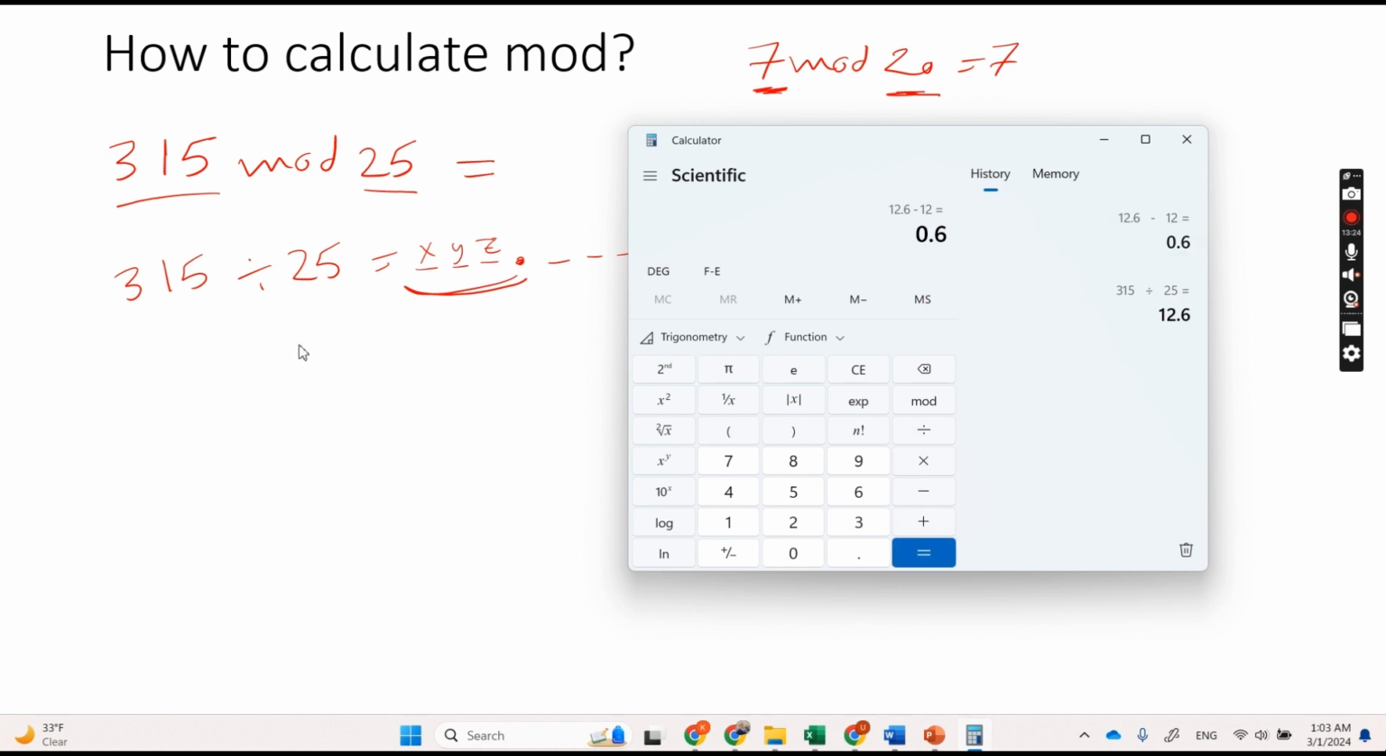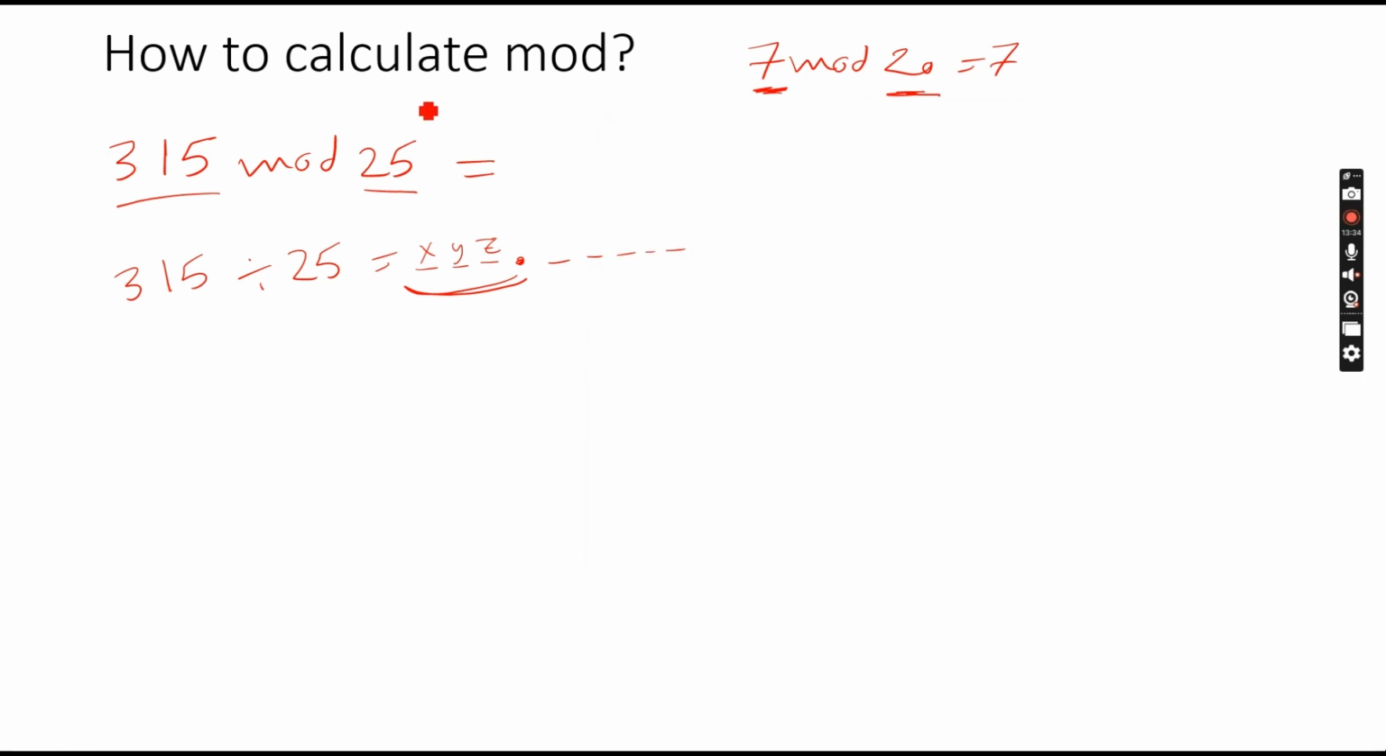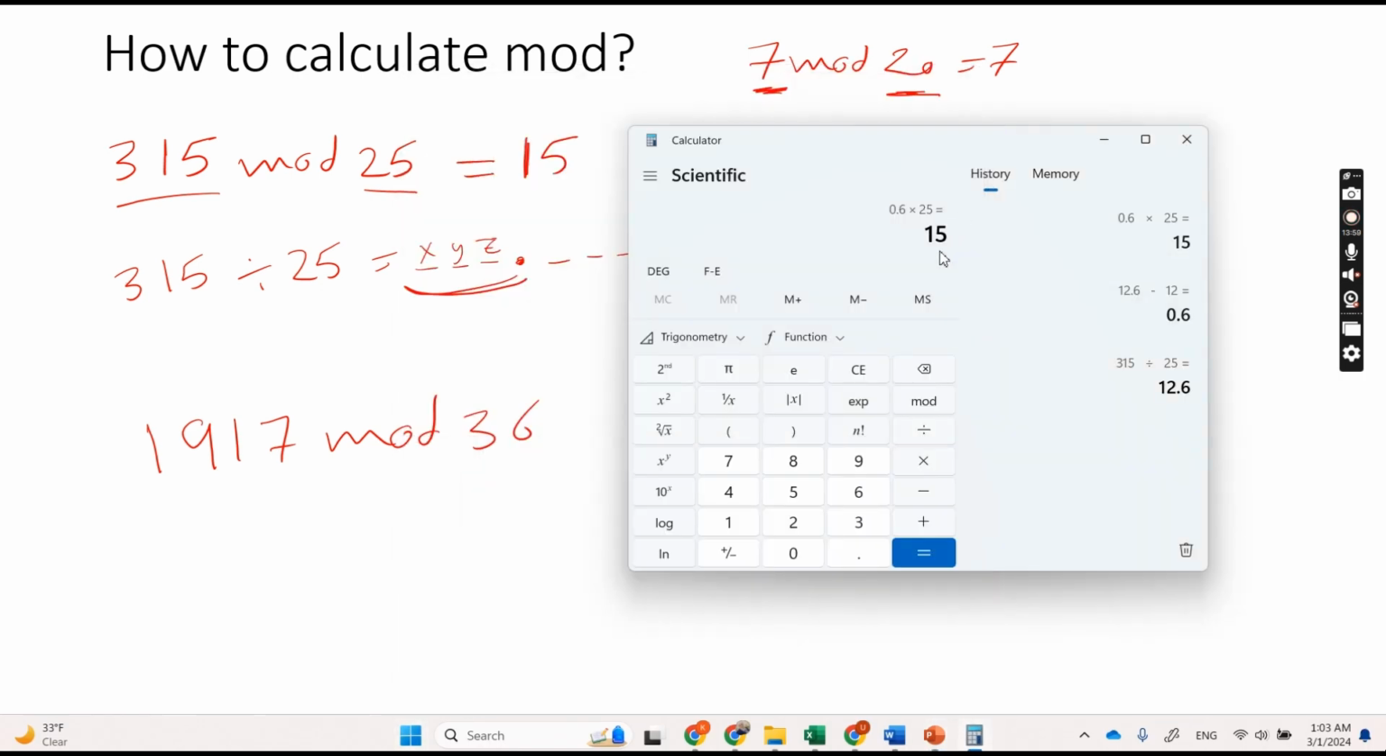Now this 0.6 will be multiplied by 25, which is the mod. So multiplying by 25, it's equal to 15. So this is the answer: 315 mod 25 is 15. Let's take another example. For example, 1917 mod, let's say mod 36. Okay, so go again to the calculator.